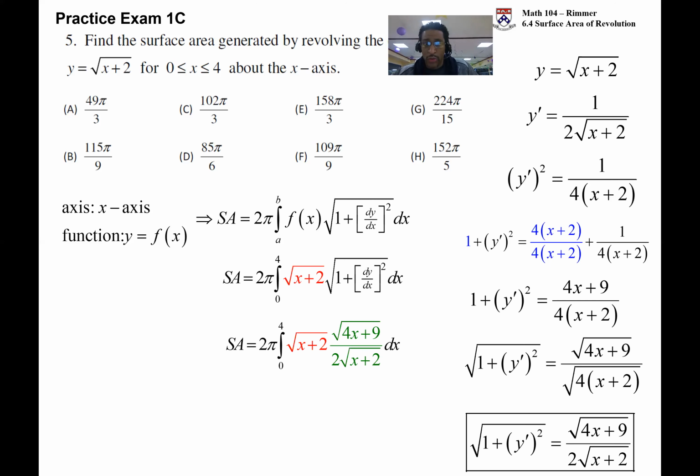We have the x plus 2 underneath the root from the f of x, and the x plus 2 underneath the root in the denominator from the side work we just did about trying to find the square root of 1 plus y prime squared, and they cancel. Even the 2's cancel. Let's get them out of there too. Turns out then we are just integrating pi times the integral of the square root of 4x plus 9 from 0 to 4. This will give us our surface area. We'll do that on the next slide.